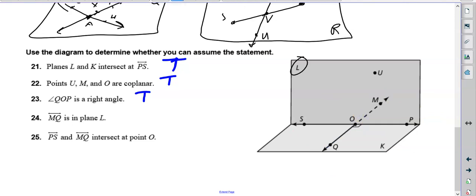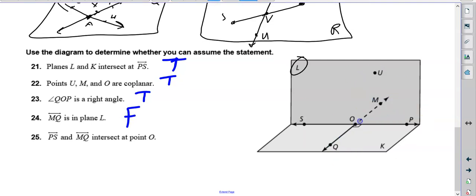MQ is in plane L. Well, here's MQ, right? So MQ, part of it lies on plane K, and plane K probably continues through, so it's on plane K. You know that by the dotted line here. But it is not going through L, okay? The point Q is on L, but the line does not lie in the plane. So that is false.